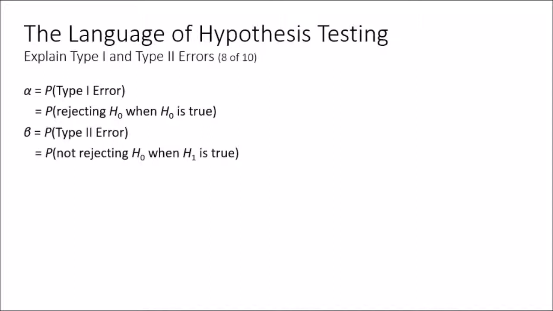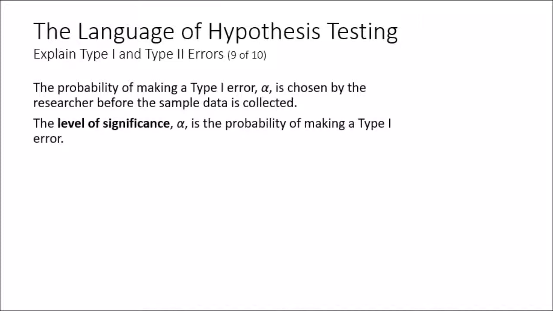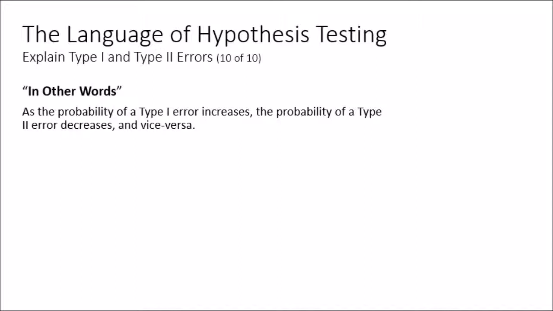The probability of making a type 1 error, which is rejecting the null hypothesis when the null hypothesis is true, is called alpha. And the probability of making a type 2 error, which is not rejecting the null hypothesis when the alternative hypothesis is true, is called beta. The probability of making a type 1 error, alpha, is chosen by the researcher before the sample data is collected. Usually, we will use a significance level of 5%, if not indicated in the question. So that is always the case. If alpha is not given, then we will choose alpha to be 5%. And that is a very common level of significance that's used widely. So when the probability of type 1 error increases, the probability of type 2 error decreases, and vice versa.